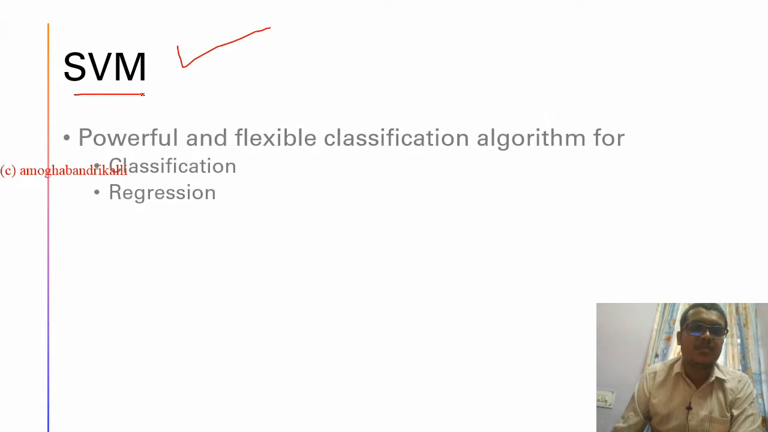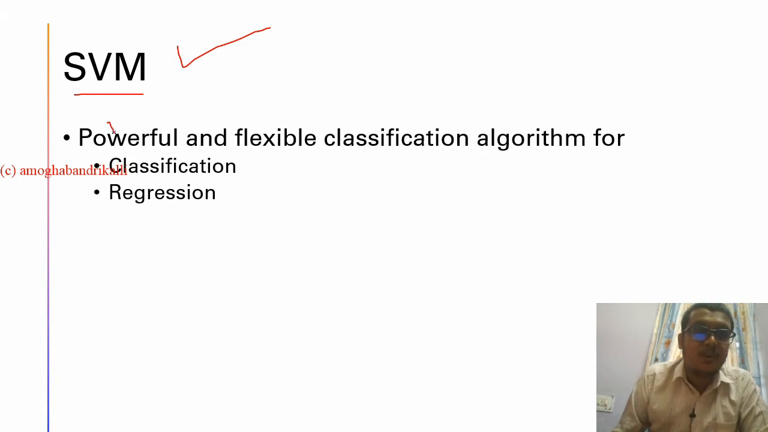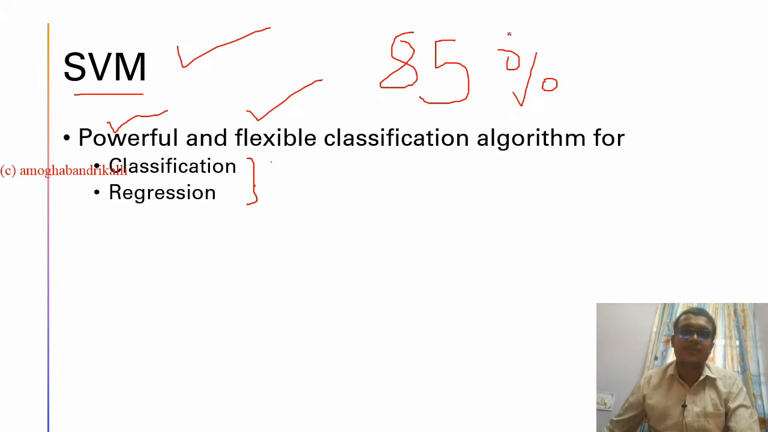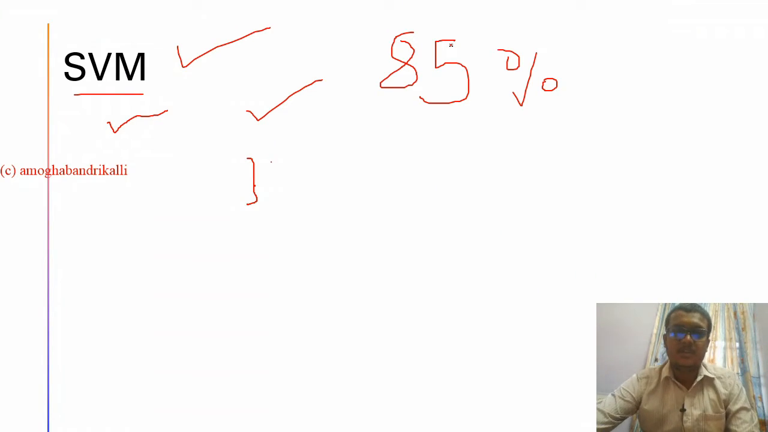SVM, support vector machines, is a powerful, flexible classification algorithm used for both classification and regression methods. It works very well for classification, and for regression it also provides good results of around 70%. With SVM we can achieve a maximum of 85% accuracy. So this is called an accuracy method.